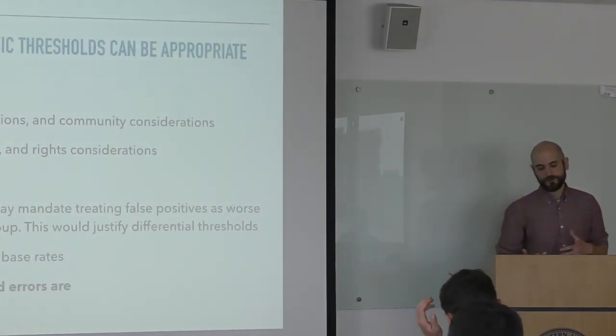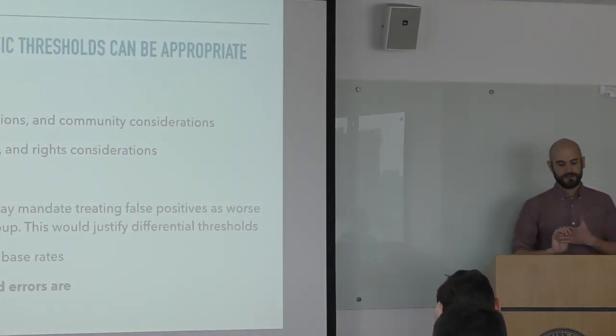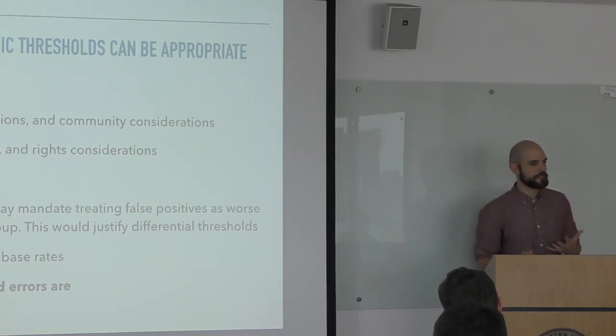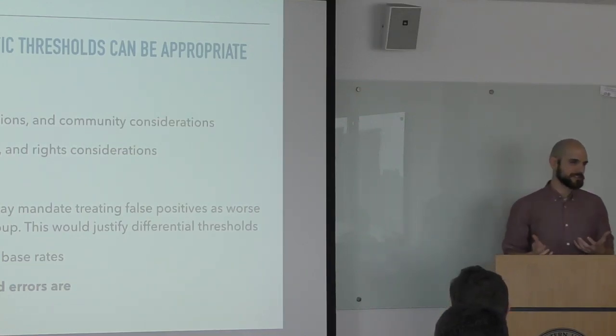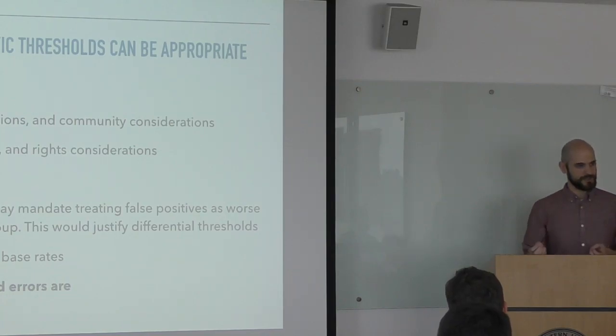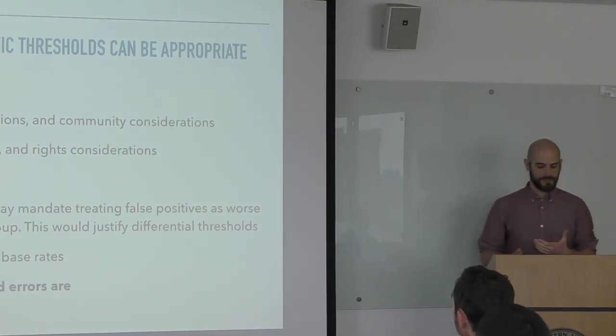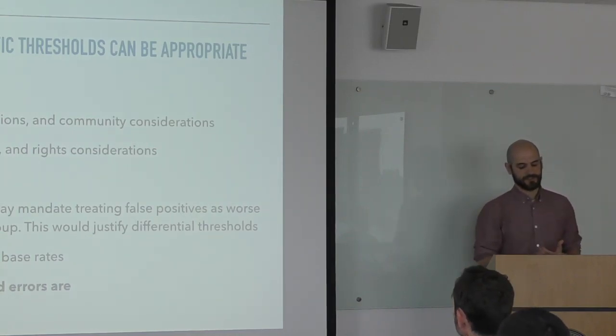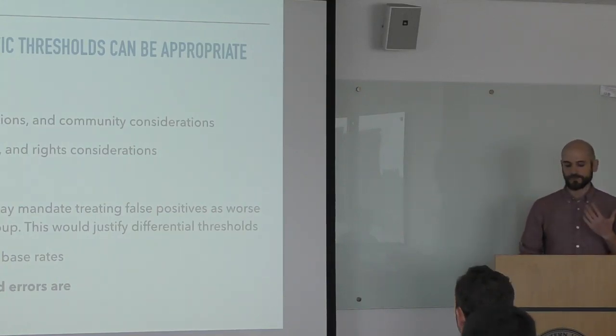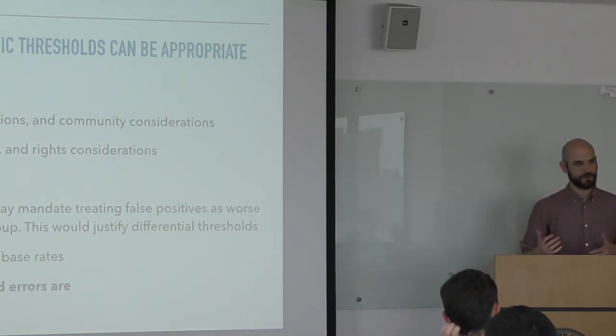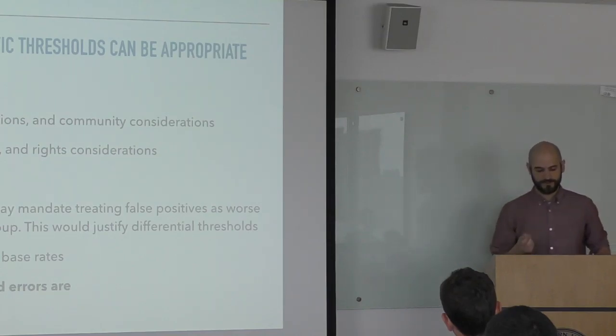Just to throw in a caveat that I've already mentioned, I think group-specific thresholds can be appropriate, because remember, it's not always going to be true that false positives and false negatives are equally bad for members of different groups. So that can be a justification of different thresholds. That might be reasons for applying them differently. But in the case that I just mentioned, there were differential thresholds that seemed patently unfair because they were underweighting the harm of false positives for black defendants in particular.